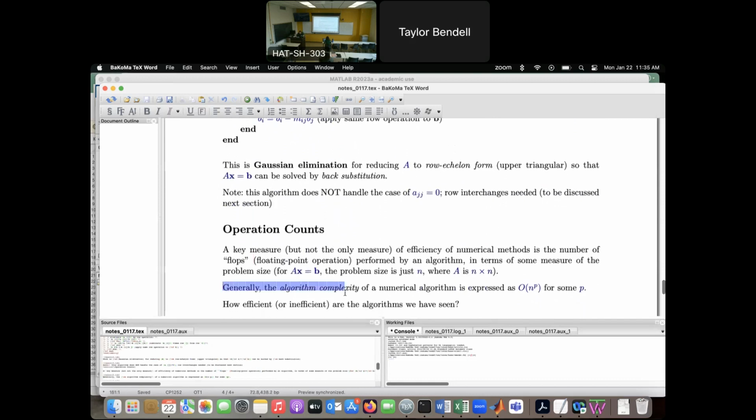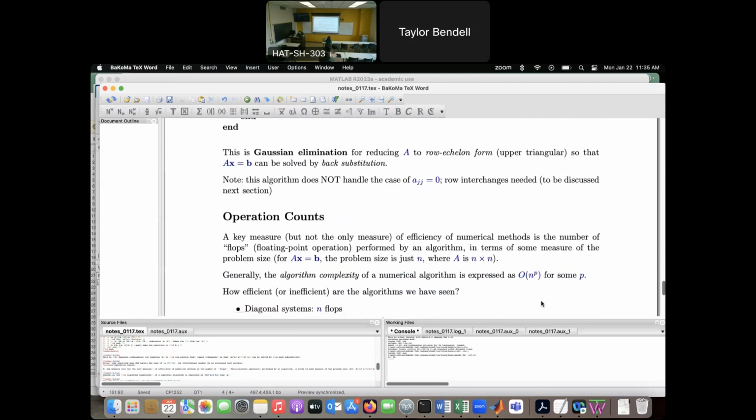So usually the way we discuss the efficiency or the algorithm complexity is using big O notation. Now we saw big O notation last semester. Just to refresh your memory, what this means is the actual operation count is bounded by a constant times whatever the expression is in here. So it gives you an idea of order of magnitude. So we're going to see this semester algorithms that have complexity big O of n, or n squared, or n cubed.